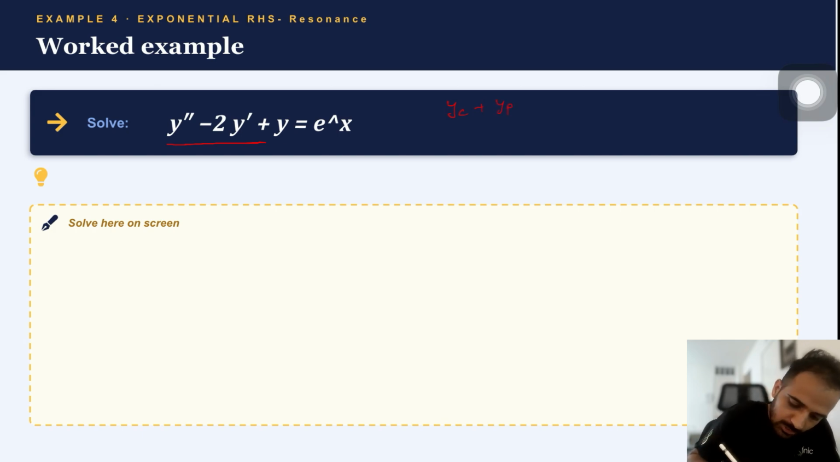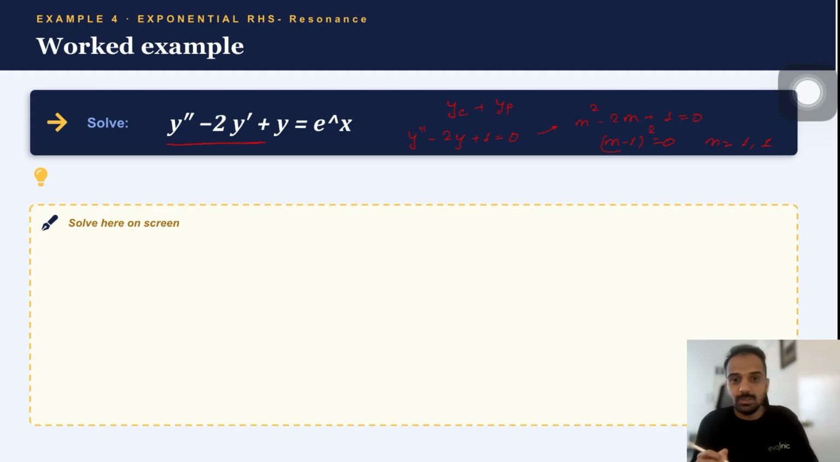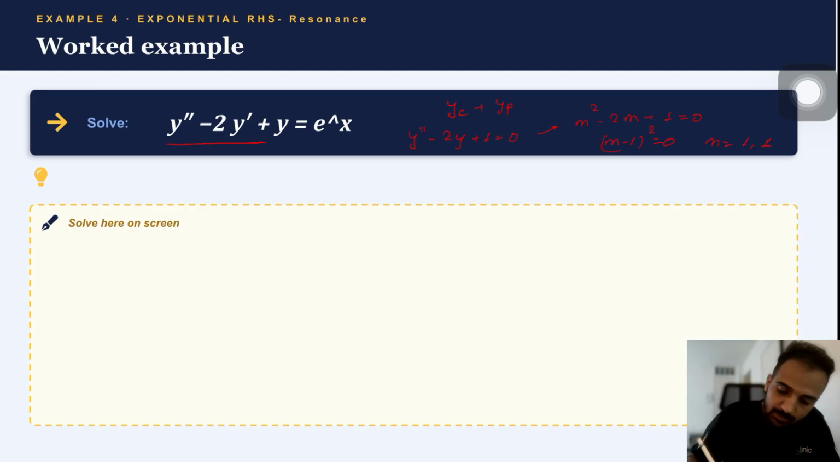To solve this, you have to get the complementary, or homogeneous, solution and your particular integral. For the homogeneous solution, consider y double prime minus 2y prime plus y equals 0. That means m squared minus 2m plus 1 equals 0, so (m minus 1) squared equals 0. This gives two repeated roots, 1 and 1.